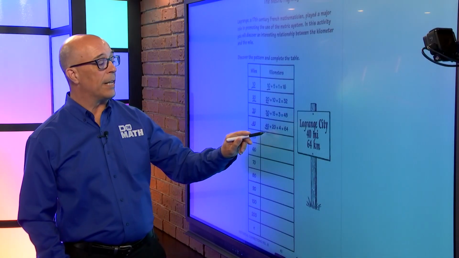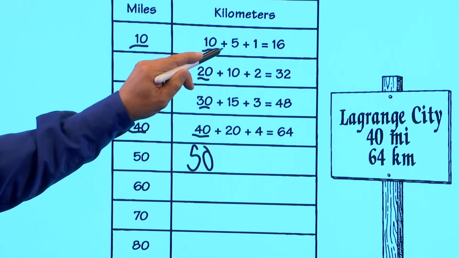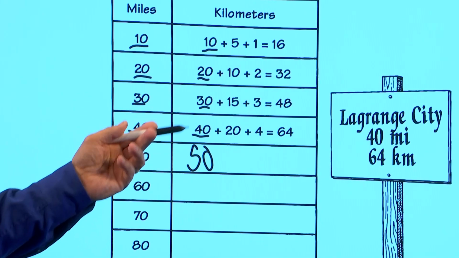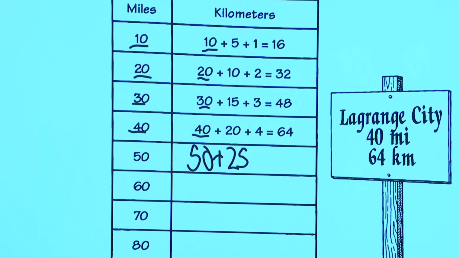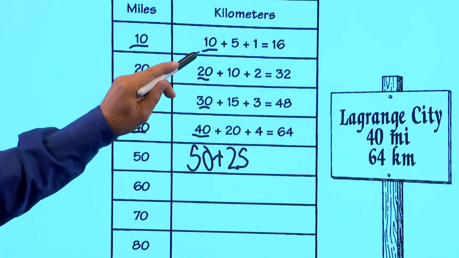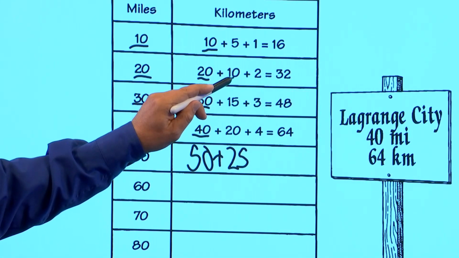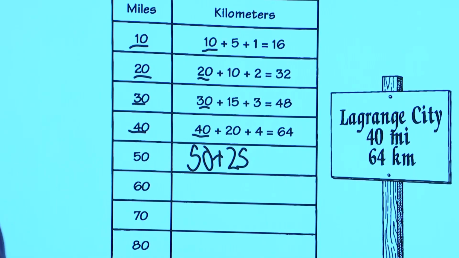So let's just start with the next one, 50. If we take a look at the pattern, 5, 10, 15, 20, well, I'm just gonna go 25. But let's see why that is happening. If we take a look at 5 and compare it to 10, that's half. 10 is half of 20, 15 half of 30, 20 half of 40, 25 half of 50. This works, so we're just gonna keep on going.